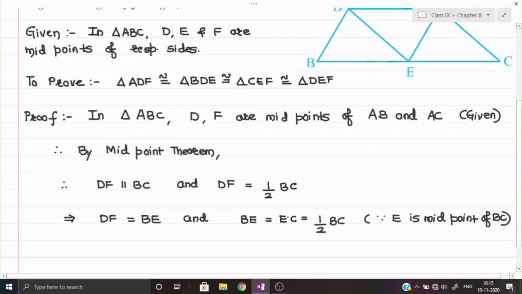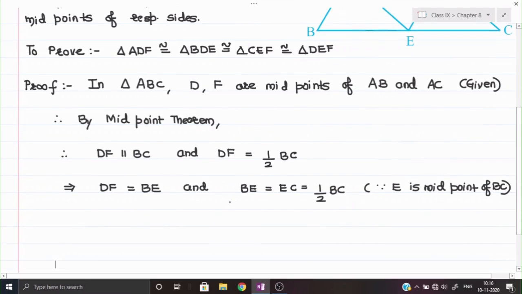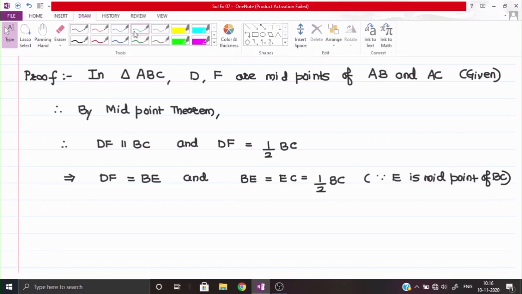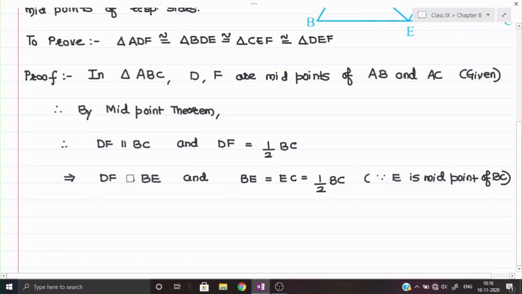Now you observe these two equations, this one and this one. DF is also half of BC and BE is also half of BC. So we can say that DF and BE will be equal. Here I have mistakenly written equal, we shall make it parallel. So DF and BE are parallel over here. So we can say that therefore DF is parallel to BE.